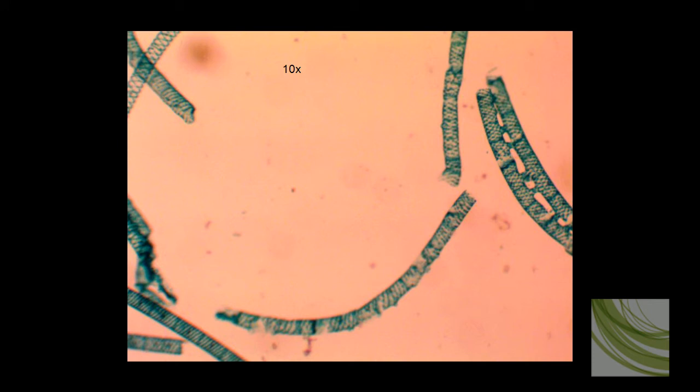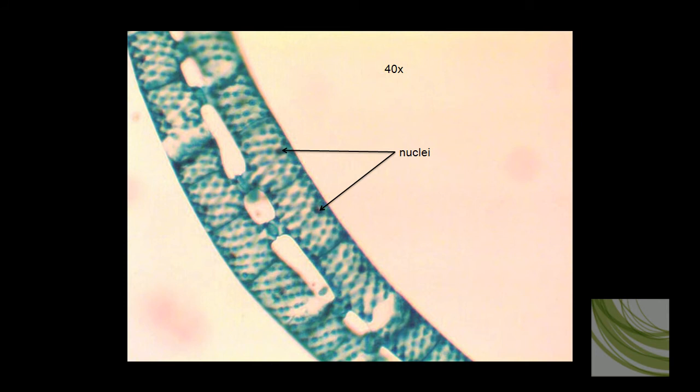Here is a second slide of Spirogyra, and you can see some broken strands here, and you can see the alternating bands of chloroplasts going up through the strand. Here is the same slide using the 40x objective, and in this one I've labeled some nuclei. You can see these little dark, even faded areas that I'm pointing to right now. Those are nuclei for each segment or cell of this green algae.